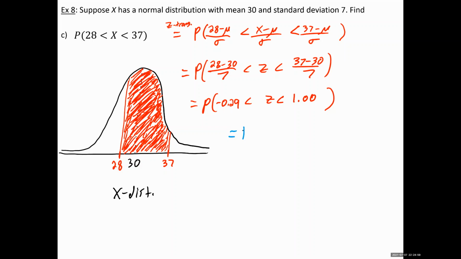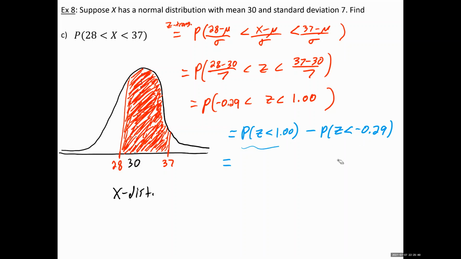Probability of z is less than 1. Probability less than the number on the right minus what? The probability of z less than the number on the left. Yeah, they're going to both be less thans. Probability z less than this minus probability z less than this. Okay, now why is that so much better? Because now this is a less than, this is a less than. We can look both of those up in the z table.